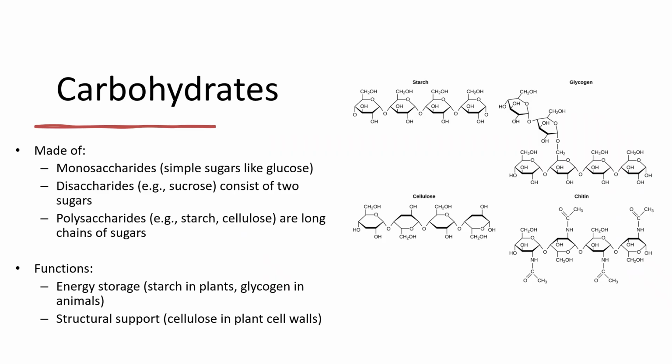Carbohydrates include sugars and starches. Monosaccharides are simple sugars like glucose. Disaccharides, like sucrose, are made of two sugars. Polysaccharides, like starch, glycogen, and cellulose, are long chains. They store energy, starch in plants, glycogen in animals, and provide structural support, like cellulose in plant cell walls.